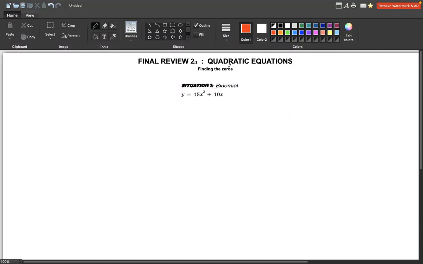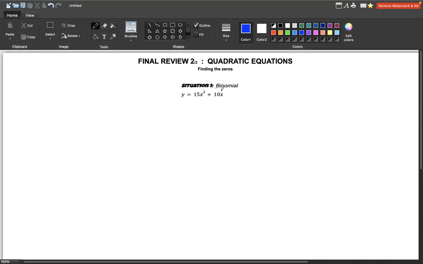Quadratic equations. For the quadratic section of the final, you are going to have to do four problems where you need to find the zeros, and that is our factoring. There are four different situations, so each one is slightly different. But you're going to have these examples to follow, and the ones on the final are exactly the same.